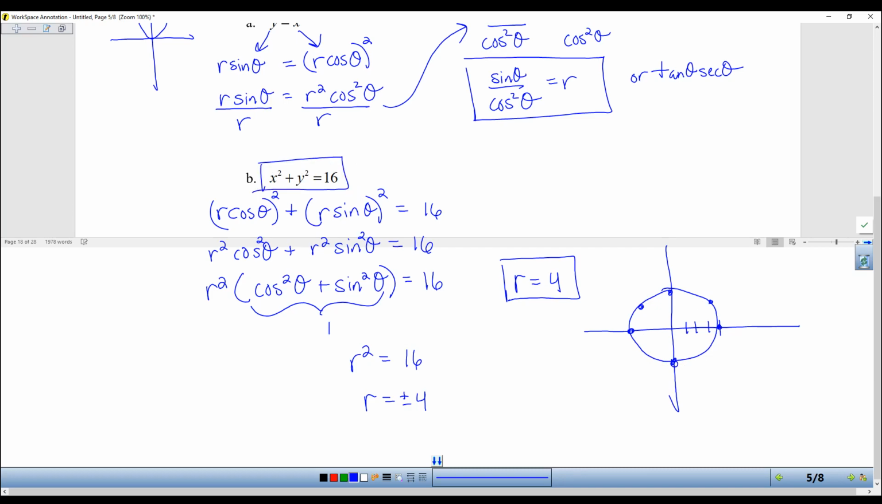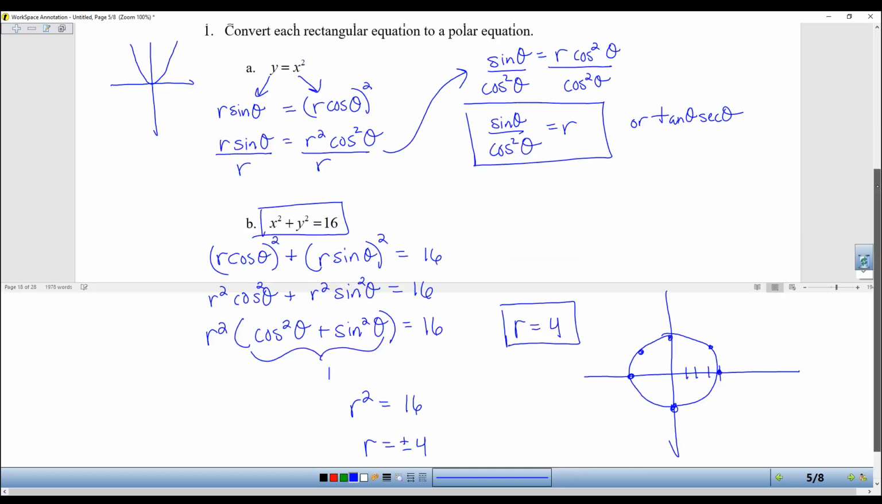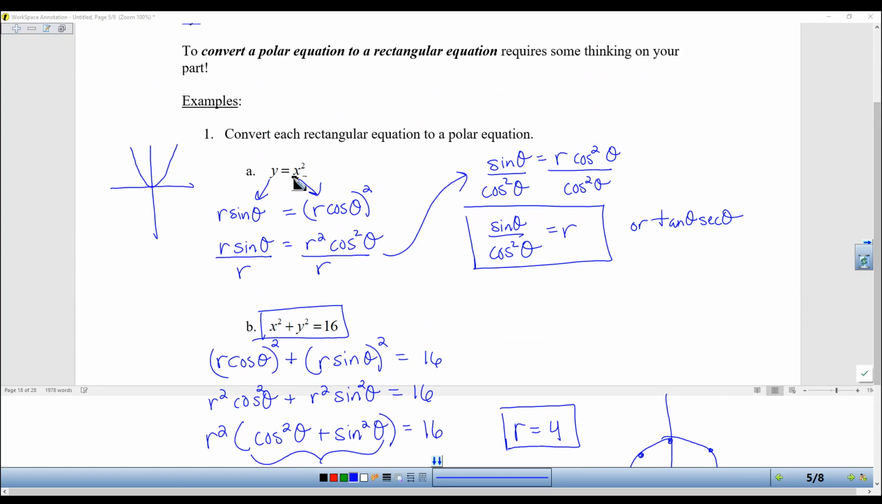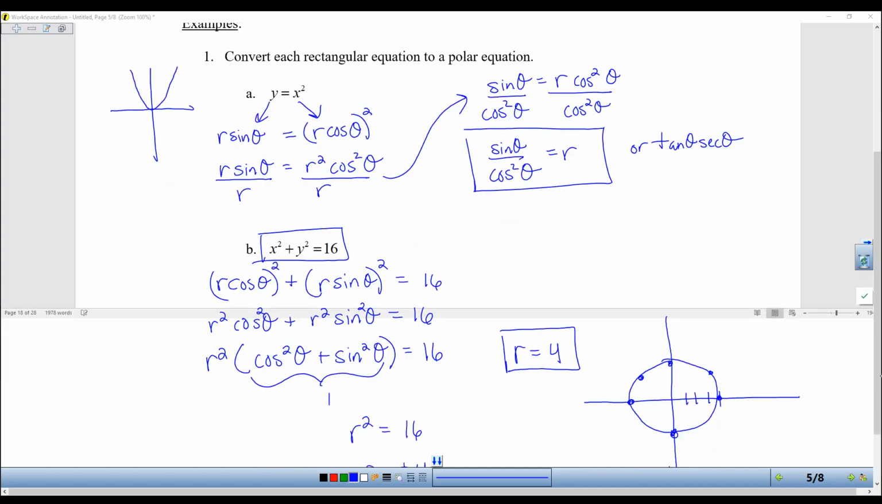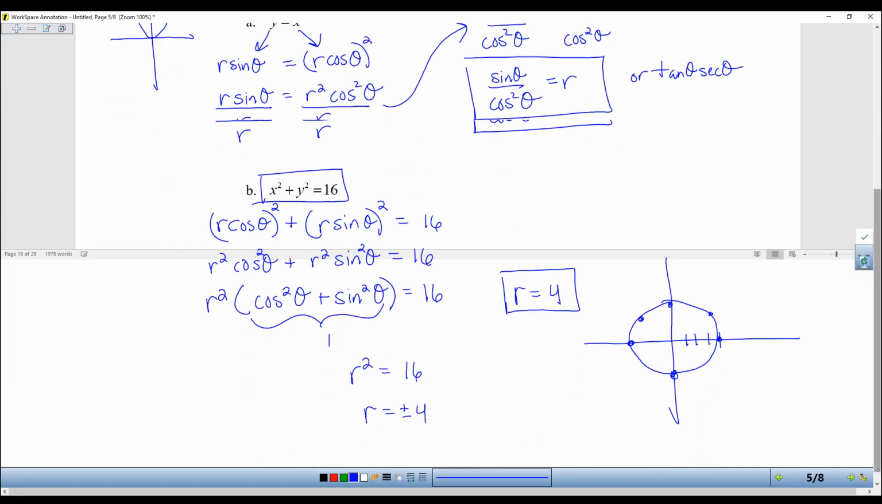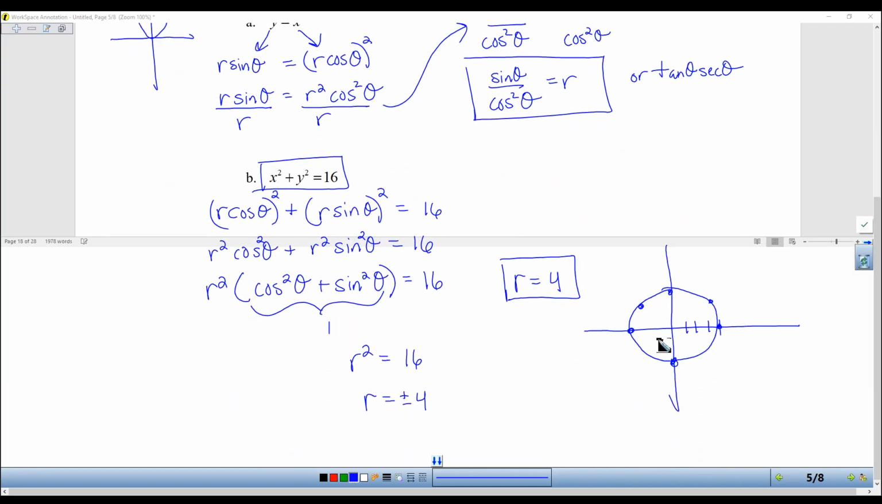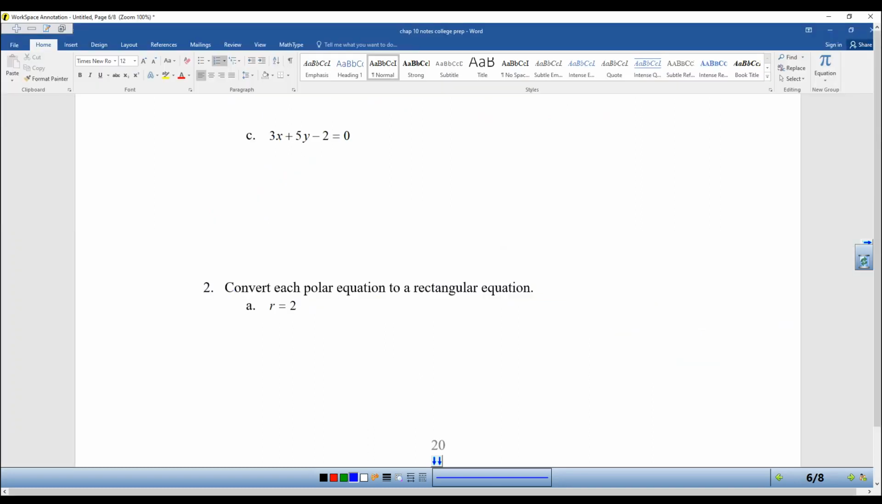This is a circle. So unlike the last one, where y is equal to x squared is so easy to make a parabola, and this would be really complicated, this one is where polar coordinates really shine. Just by saying r is equal to 4, you've got yourself a circle, where we always had to learn it as x squared plus y squared is equal to 16. Okay, let's do another one.